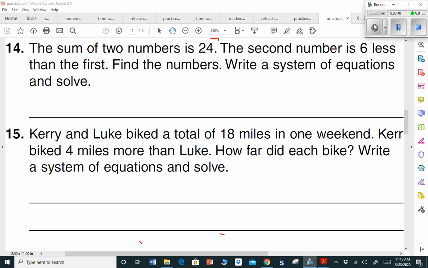Okay, we're going to set up a couple of word problems, but we're not going to take the time to solve since we've already solved quite a few. 14 says, the sum of two numbers is 24. The second number is 6 less than the first. Find the numbers, write a system of equations, and solve. I kind of like to define my variables. In this case, we have a first number and a second number.